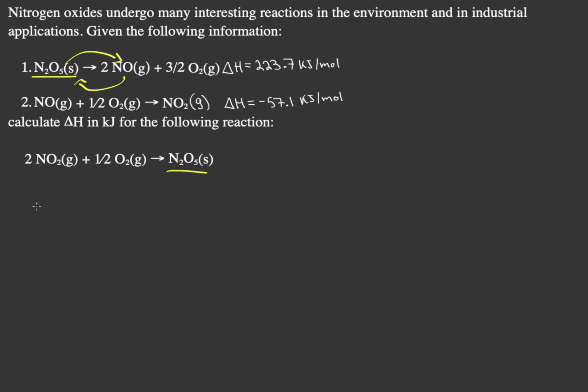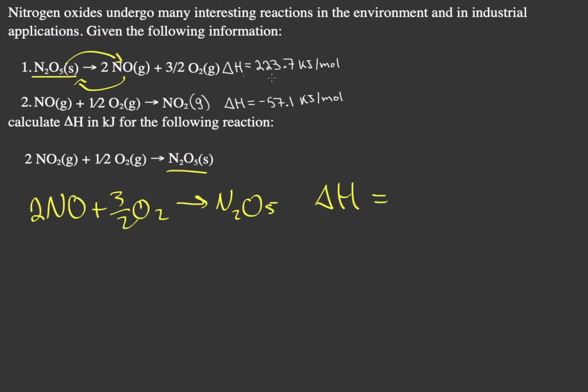So if we rewrite this, we have 2NO plus 3/2 O2 will give us N2O5. And the delta H for this reaction, since this is positive, is going to be a negative 223.7 kilojoules per mole. All right, so we got N2O5 out of the way. That's checked off. Then we have NO2 in the reactants.